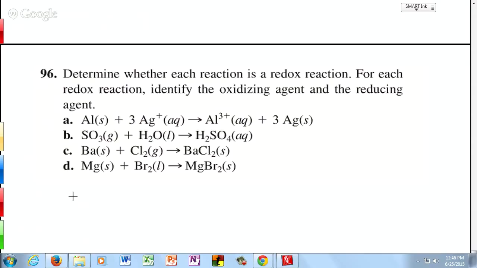Well, the overall charge is zero. The oxygen is oxidation states.